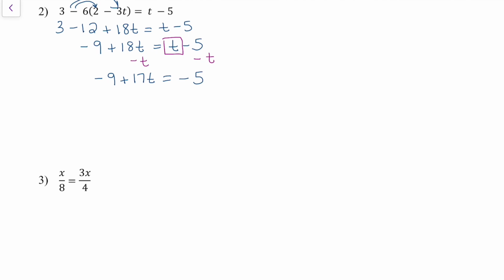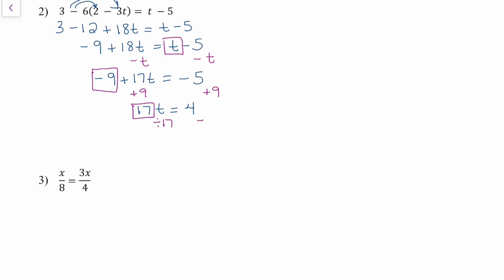And now it's just like our two-step problems we looked at before. I'm going to get rid of this -9 first because we deal with additions and subtractions first. So I'm going to add 9 to both sides, and I get 17t equals 4. And now I can get rid of this times 17 by dividing by 17.